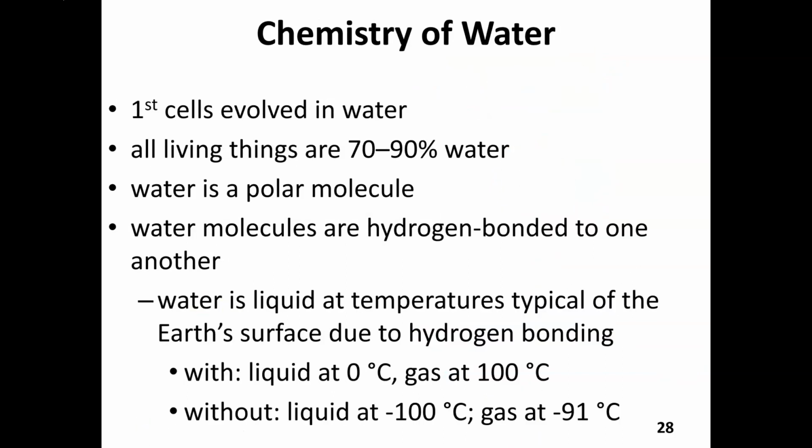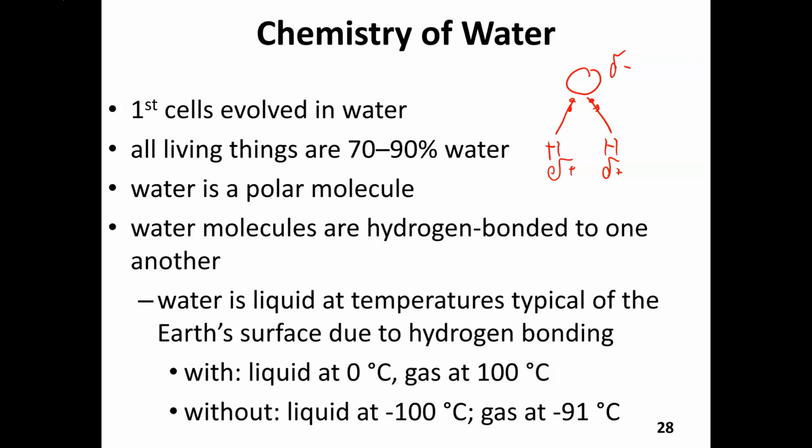So our first cells evolved in water. So living things evolved in water. And we also know that all living things are composed of about 70 to 90% water. Water is polar, and again, I'll draw it so you see those bonds, and the electrons sit way up here by the oxygen, which makes this partially negative and these partially positive. All right, so there are some unique characteristics about this polar molecule. Because it's polar and because water is hydrogen bonded to other water molecules, water has unique characteristics that make it necessary for all living things.